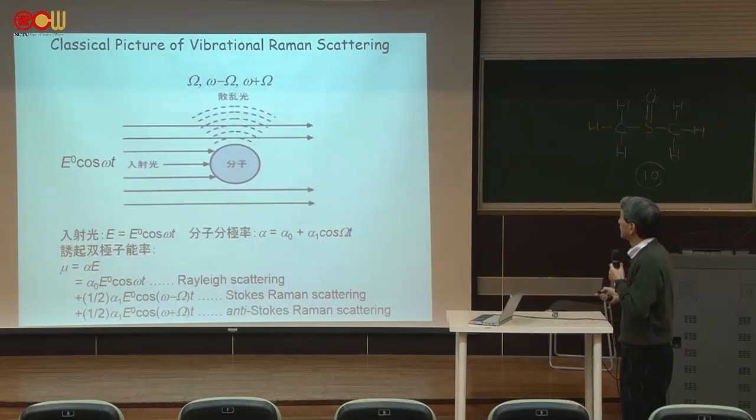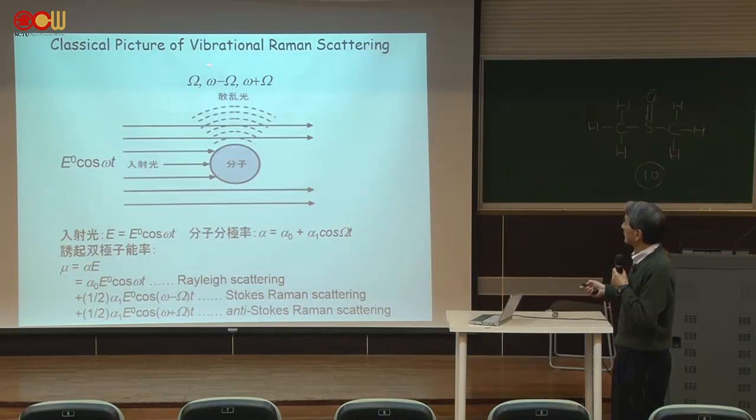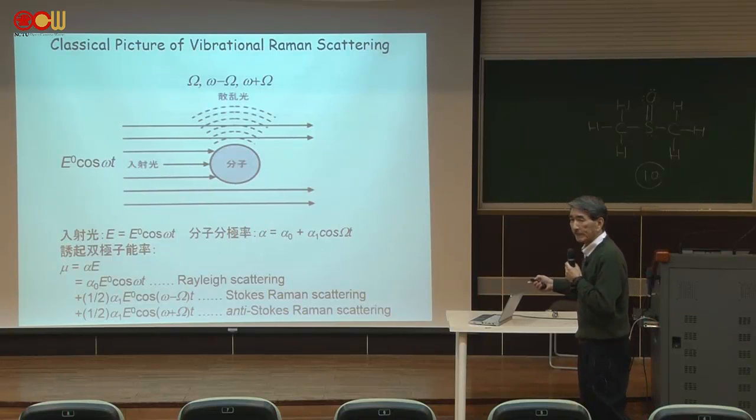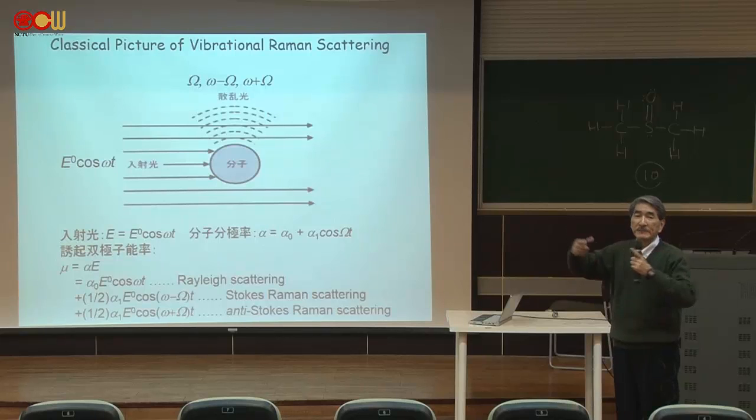And here, this is misprinting. This should be small omega. So this one should be small omega. So the scattered light has the angular frequency of small omega, and small omega minus large omega, or small omega plus large omega. This is Stokes-Raman scattering. This is anti-Stokes-Raman scattering. And here, large omega is the angular frequency of the molecular vibration.